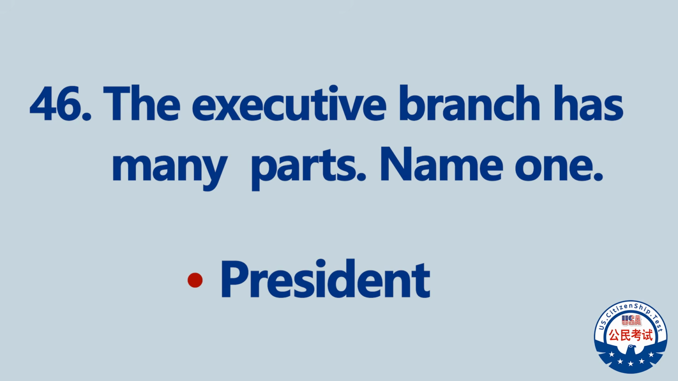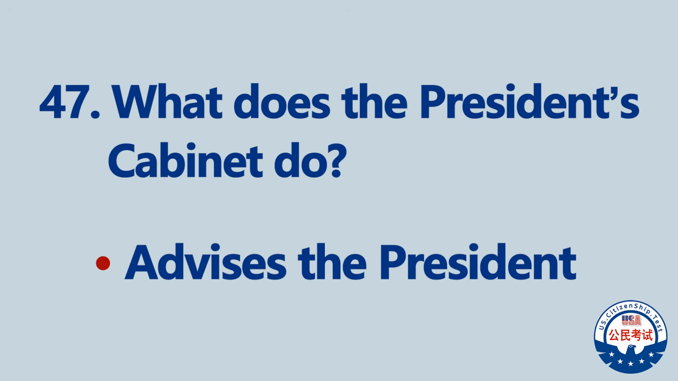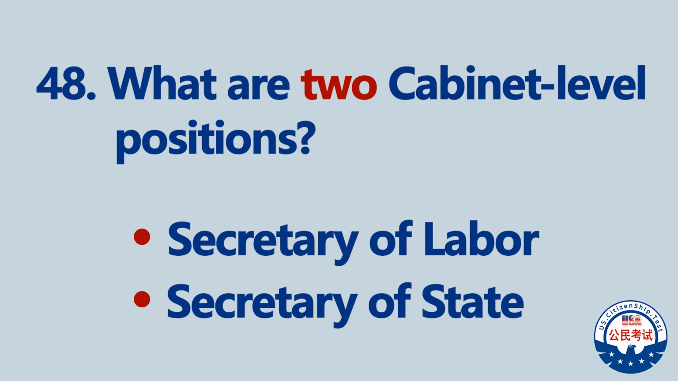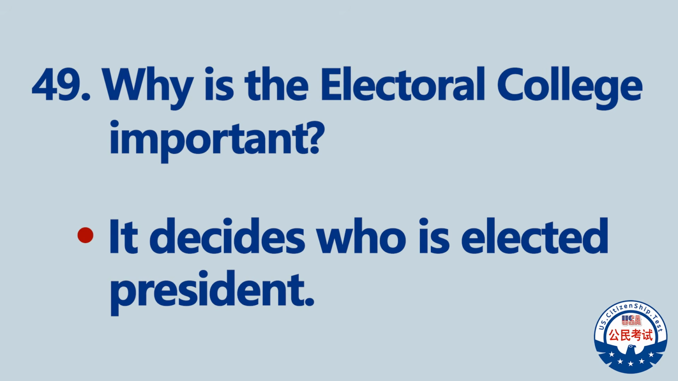The executive branch has many parts. Name one. President. What does the President's cabinet do? Advises the President. What are 2 cabinet-level positions? Secretary of Labor, Secretary of State. Why is the Electoral College important? It decides who is elected president.